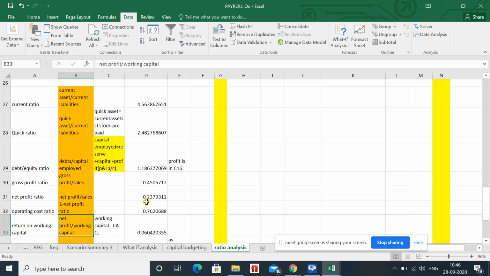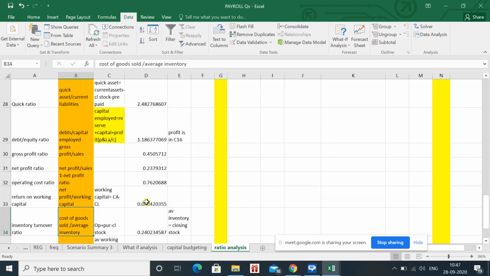Return on working capital formula is net profit divided by working capital. Net profit means the profit which we have in the P&L account. To calculate the working capital, you can take the difference of current asset minus current liability. Current asset and current liabilities are also given in the balance sheet. So we can easily calculate the working capital.